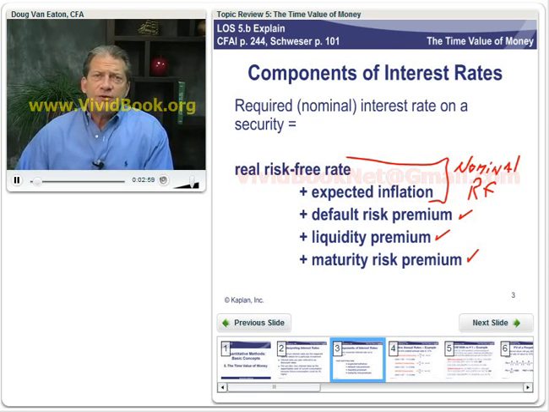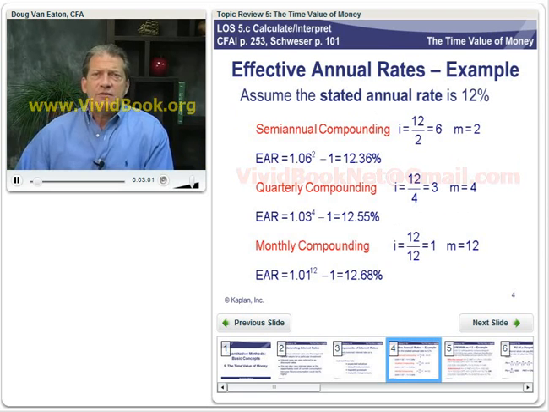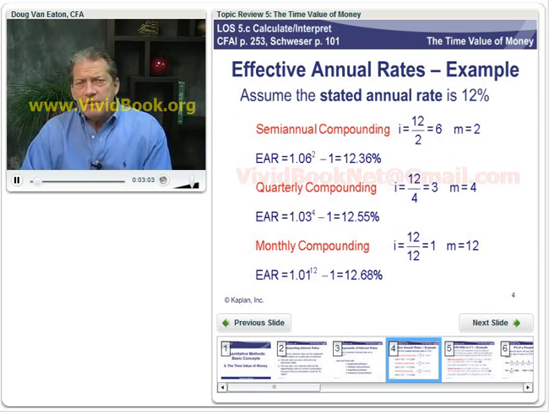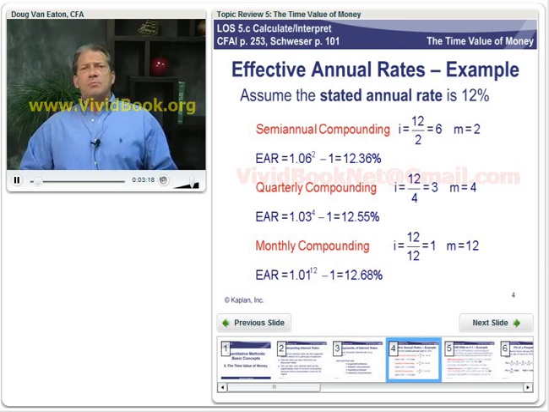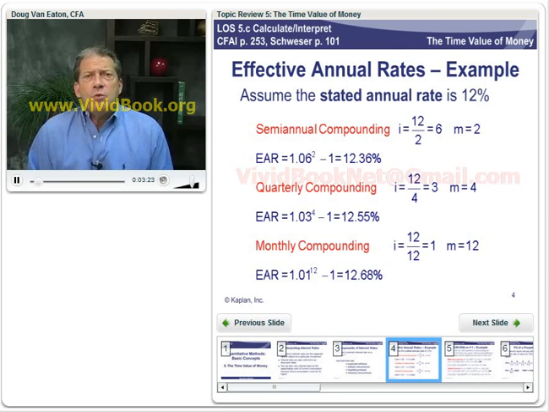So now let's define some rates here. The effective annual rate is how much your funds would actually grow over a one-year period. But sometimes we have compounding periods that are not annual. So that's what we're looking at here. Assume the stated rate is 12%. And what if we say we have semi-annual compounding? Then what would be the effective annual rate?